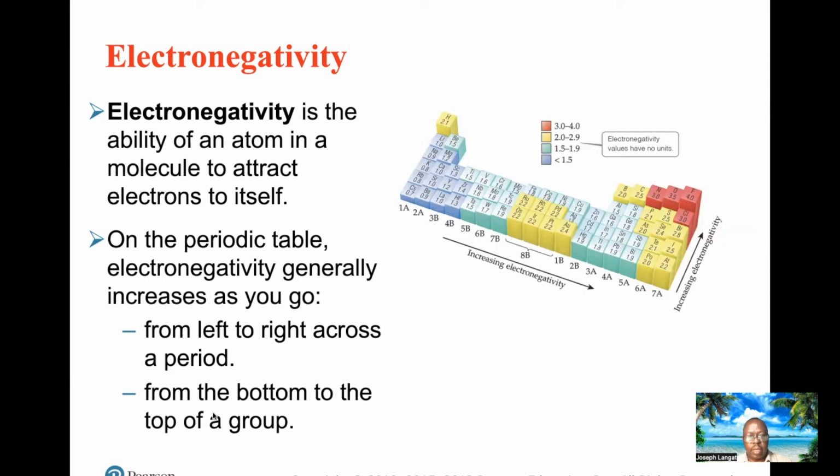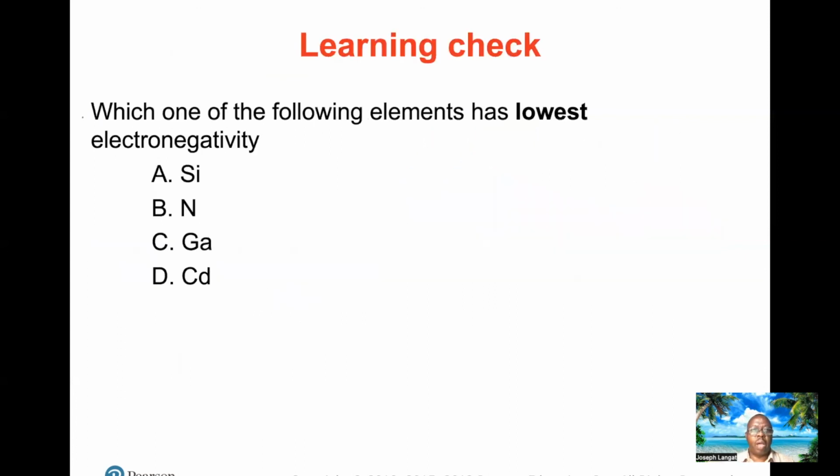You may see this in the next exam or quiz: as you move from left to right, what happens, and as you go down, what happens, so that given a list of elements, you should be able to rank them by increasing or decreasing electronegativity, or identify the most or the least electronegative element in a question. For example, here, which one of the following elements has the lowest electronegativity? You have to eyeball and look at the periodic table.